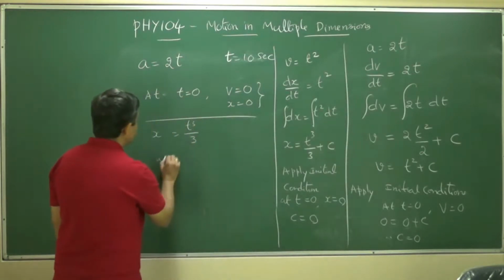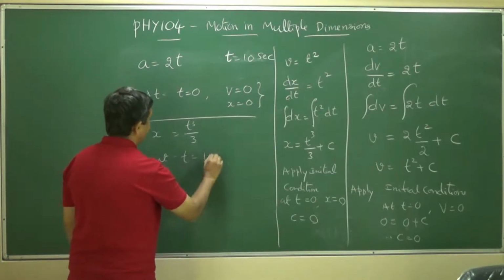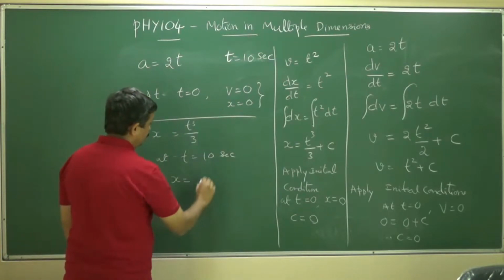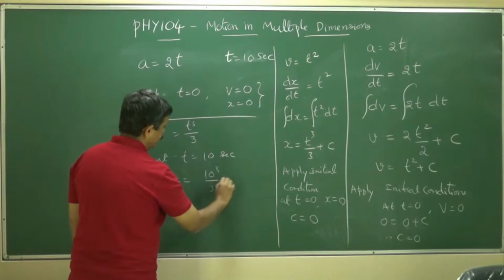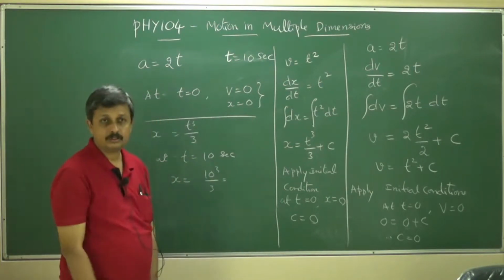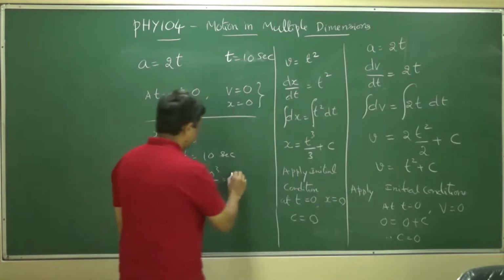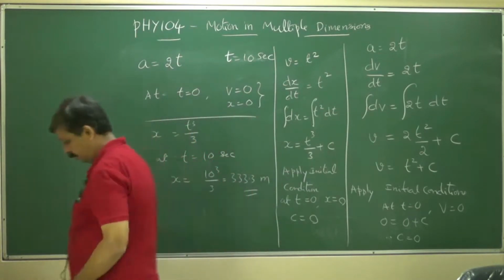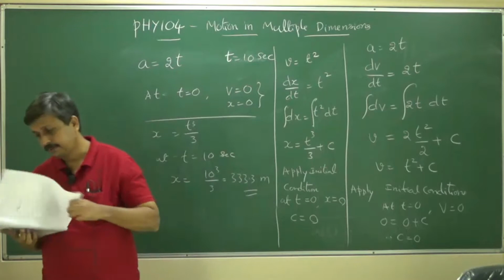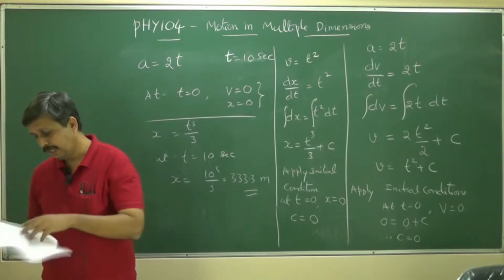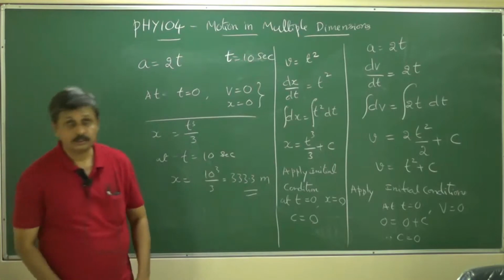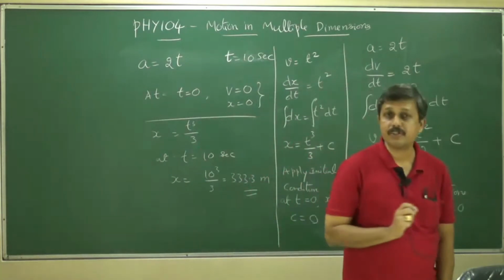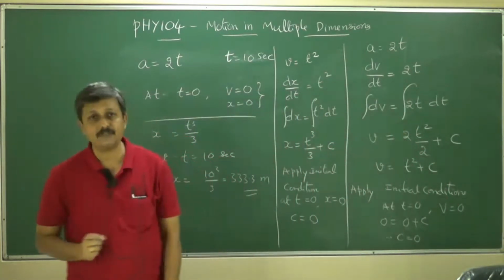Yes. So at t is equal to 10 seconds, x is equal to 10 cube by 3, which is equal to how much? 333.33 meters. Okay. So that is the first problem. Now we did simple kinematics, but we did not use our kinematics equations. Instead we have used integration.